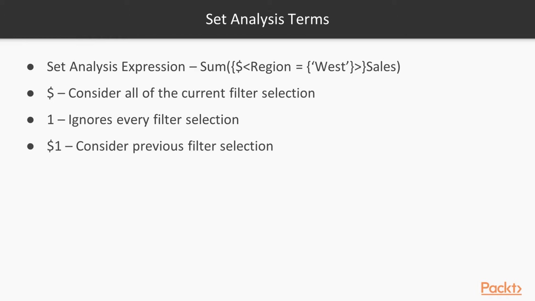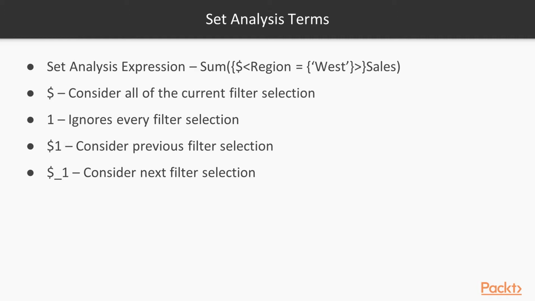$1 considers the previous filter selection. So think about a scenario where, along with the current selection, you need to show the value of the previous filter selection. In those scenarios, we can apply $1 as the expression over here. The opposite of that is $_1, which considers the next filter selection. That means the existing filter that you have and the next filter you select will have the value in the field. All of this we will see in just a couple of seconds in the sheet, because in theory sometimes it is difficult to understand.